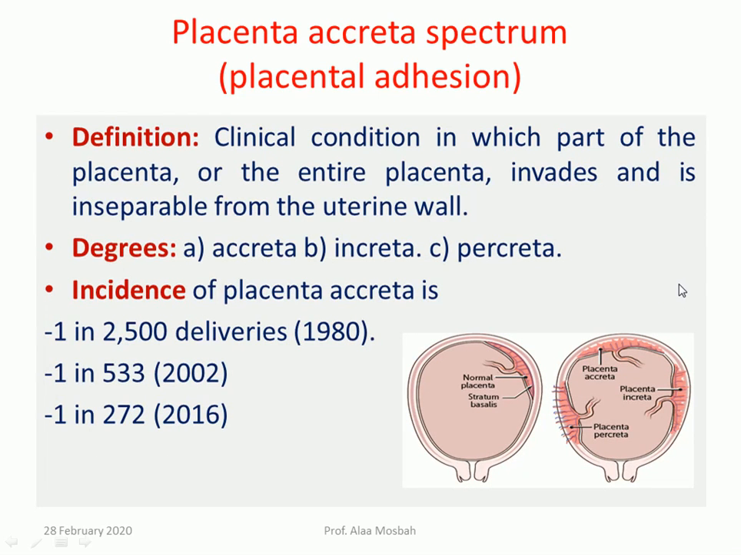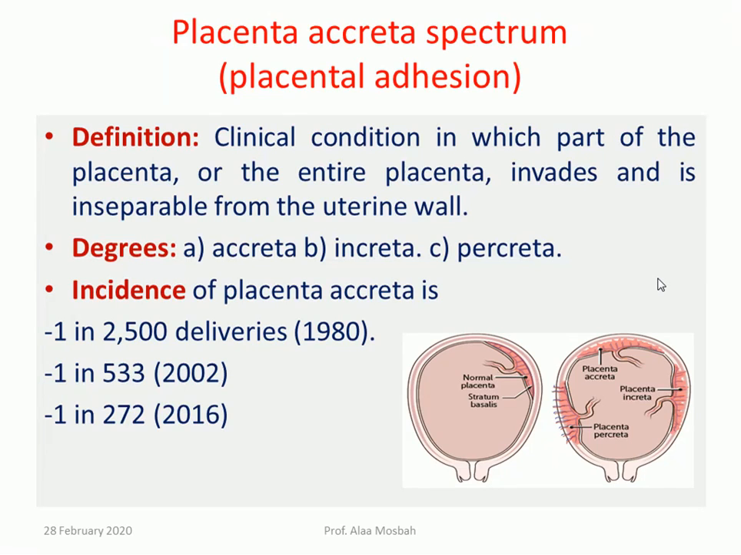Placenta accreta spectrum, or placental adhesions and invasions. The definition of placenta accreta spectrum is a clinical condition in which a part of the placenta or the entire placenta invades and is inseparable from the uterine wall. 3 degrees: accreta, increta, percreta.